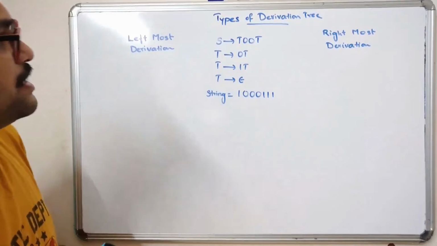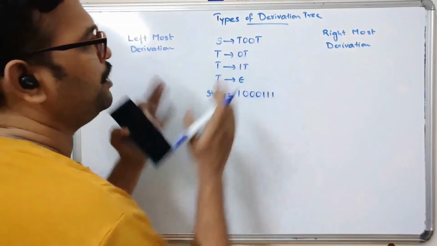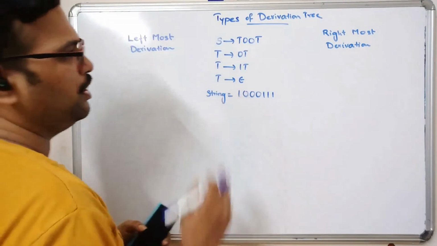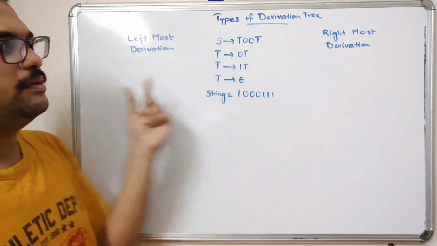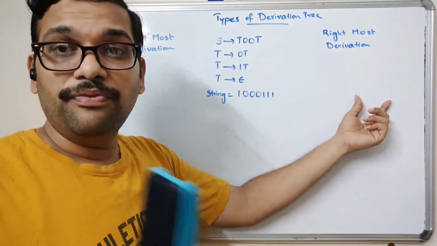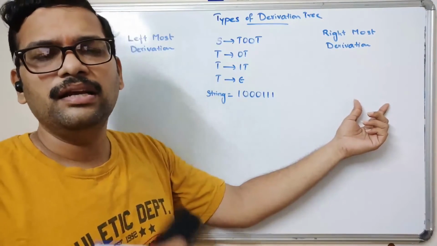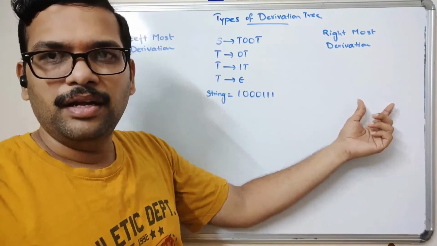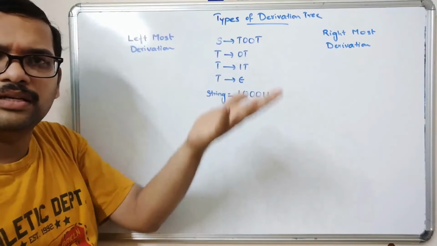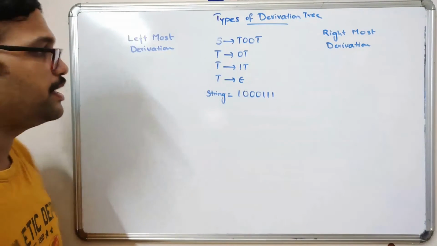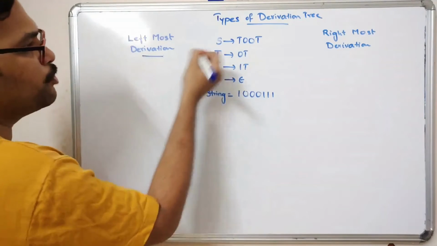Now let us see the second example. Let us take this grammar, and the string is this one. We will derive that string using the leftmost derivation and the rightmost derivation. If you derive the string, automatically we can simply draw the diagram, right? So let us see the derivation first. After that you can simply construct the derivation tree. Let us take the leftmost derivation first.